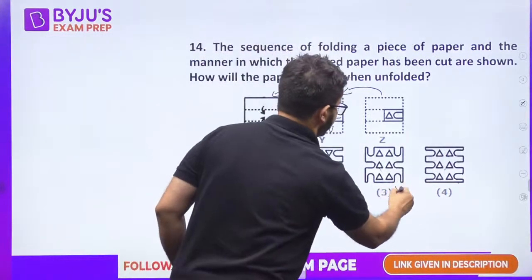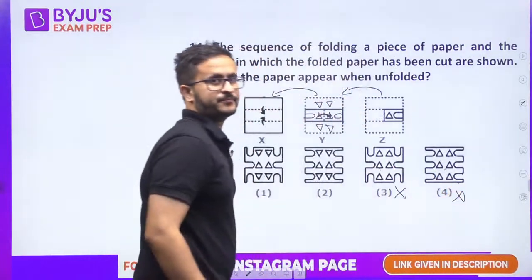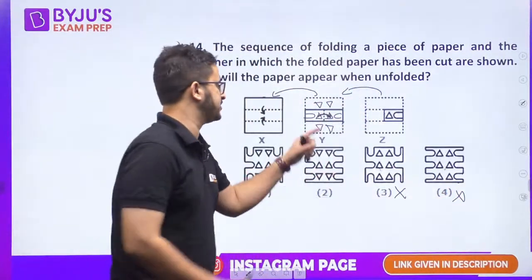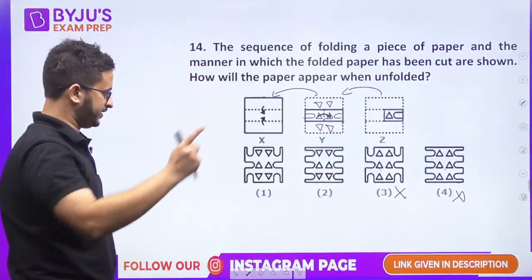ओके, सो ऑप्शन 3 वी कैन एलिमिनेट. ओके, ऑप्शन 4 ऑल्सो वी कैन एलिमिनेट. Okay, so these 2 options are not possible because triangle has to go inverted. ठीक है, दो ऑप्शन रिजेक्ट हो गए.